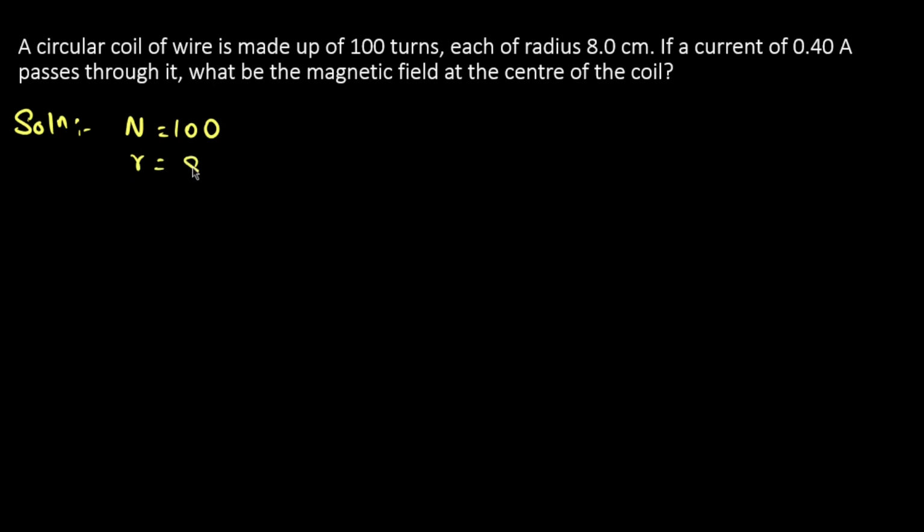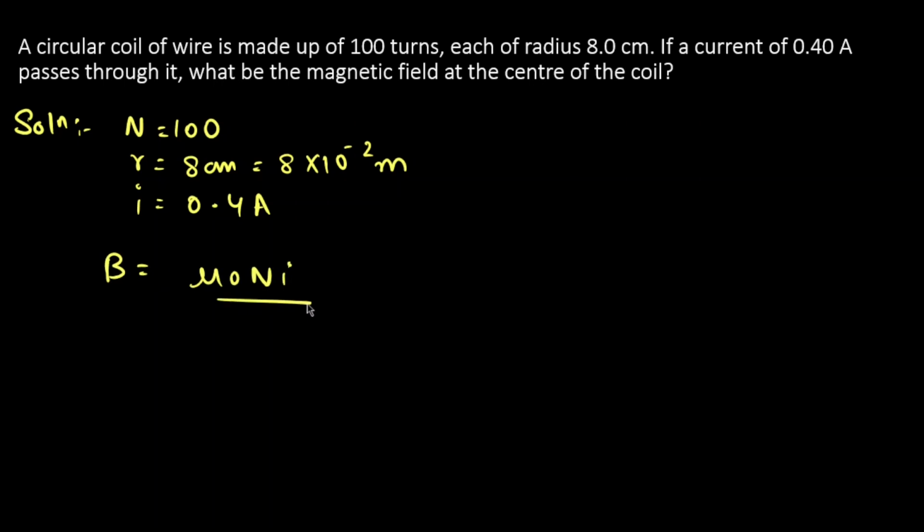The number of turns in the coil is given to us as 100 turns and the radius of the coil is 8 centimeter, which can be written as 8 into 10 raised to minus 2 meters, and the current in the coil is given to us as 0.4 ampere. So we know that magnetic field at the center of a coil is given by B equal to mu naught Ni upon 2R. So let's put the value.